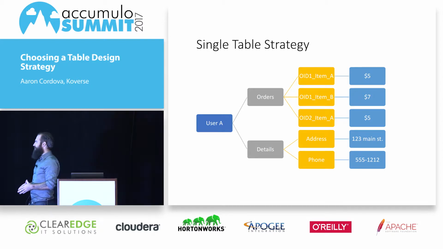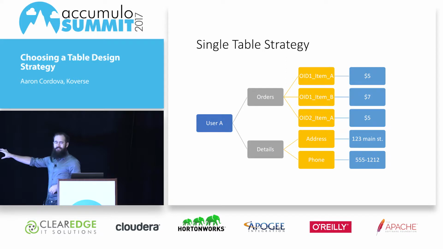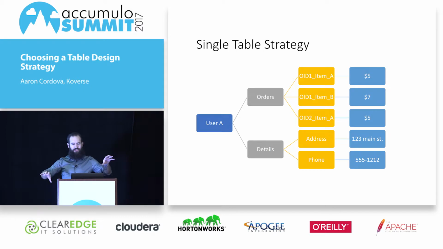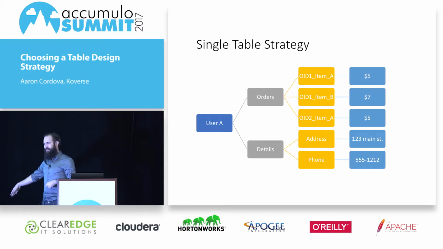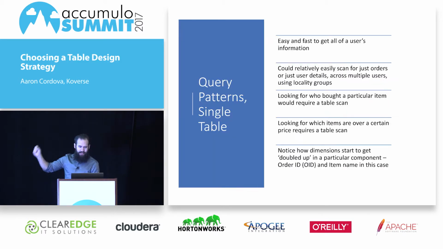Hopefully I'm not moving too terribly fast for beginners here, but Accumulo is row-oriented primarily. You can, however, decide to store different column families in different parts of the disk. So if I want to scan over the details of all my users, I can do that without reading all the orders data off of disk. That's a feature called locality groups that Accumulo has. So that's two types of queries I can support with this one table. It's easy and fast to get all of a user's information. I can also relatively easily scan over multiple users for just a particular column using locality groups.